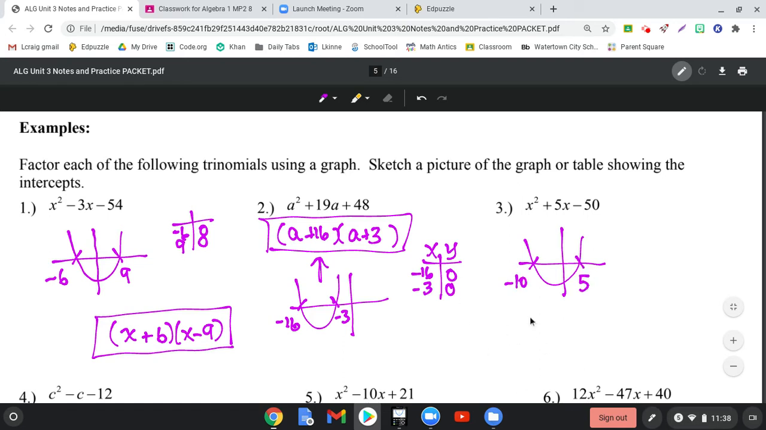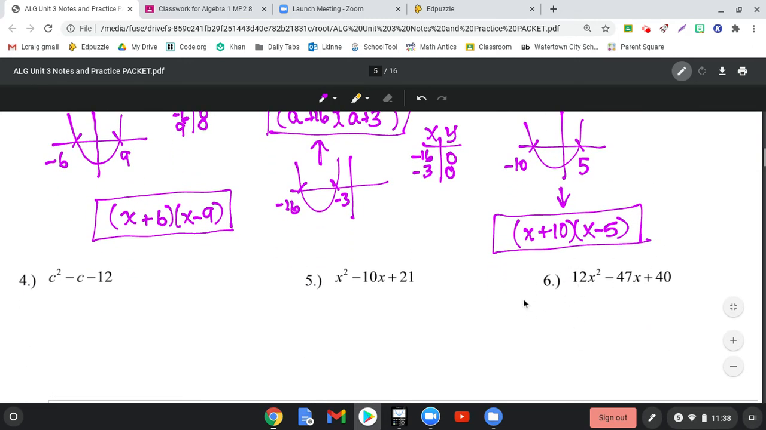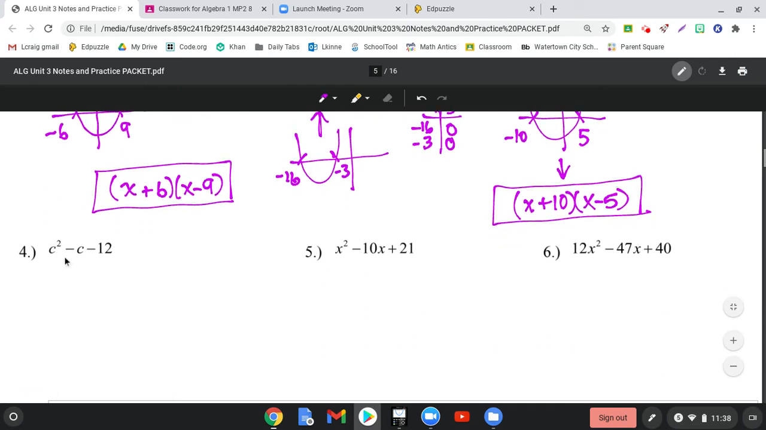Again, if you want to check it in your calculator, you can, but now when you write it in, think about what it would be. X plus 10, x minus 5. A lot easier than using that box method. But like I said, the box method always works. This method only works if there's no number in front of x squared. So when we get to number 6 here, we're going to have an issue.